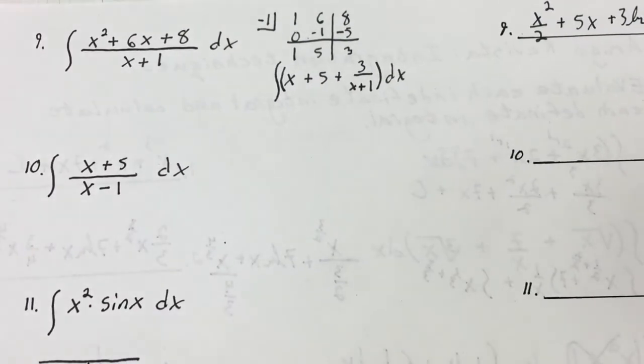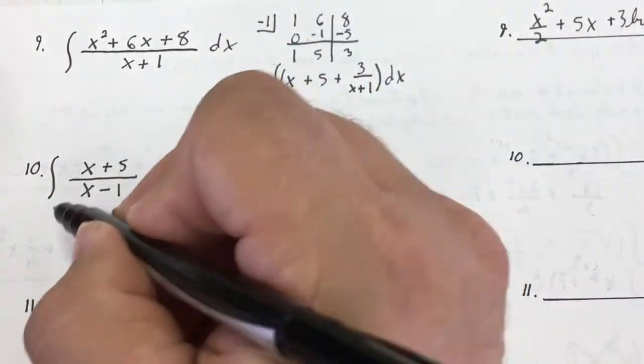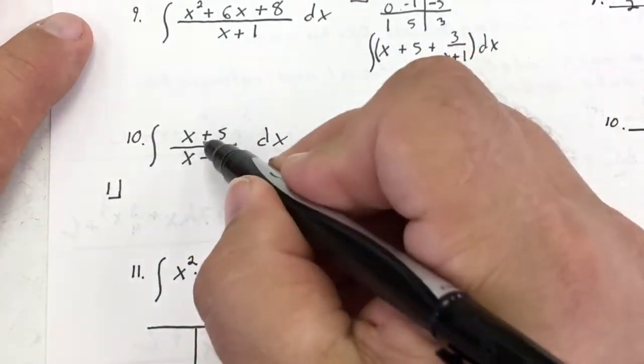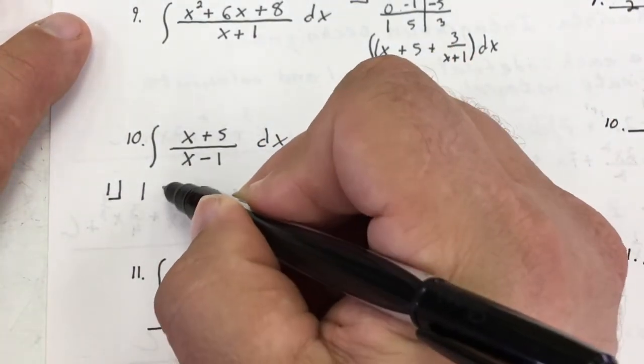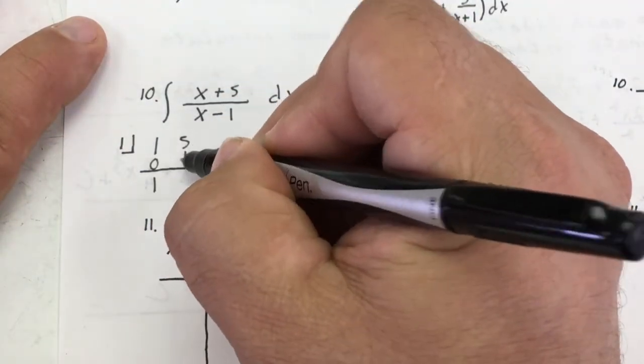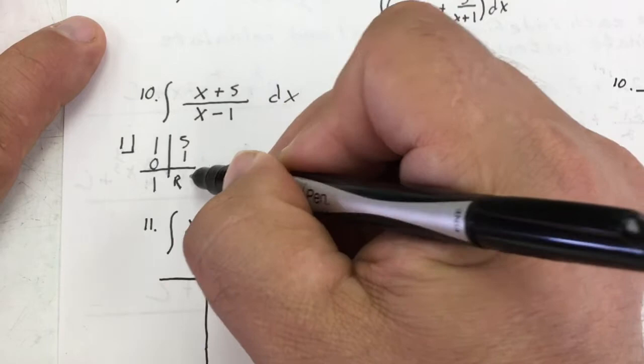Same process. Notice I can't use u sub, so I'm going to do synthetic. I'm going to set up my backwards box, and I'm going to put the opposite of negative 1, which is positive 1, in my backwards box. And then I'm going to put the coefficients 1 and 5. Put a 0. Pretty short synthetic process on this one. 1 times 1 is 1. I add them, that's going to give a remainder of 6.